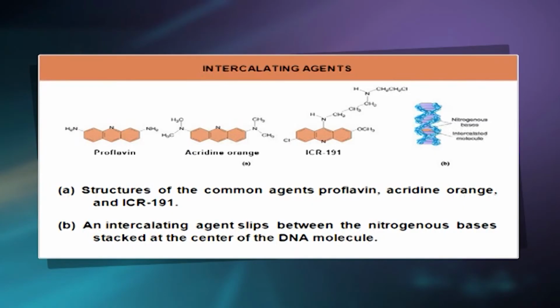This figure shows the structures of the common intercalating agents such as proflavin, acridine orange and ICR 191. An intercalating agent slips between the nitrogenous bases stacked at the center of the DNA molecule.